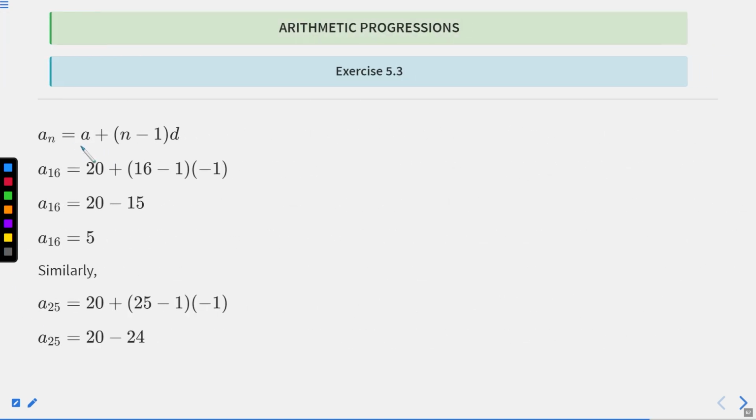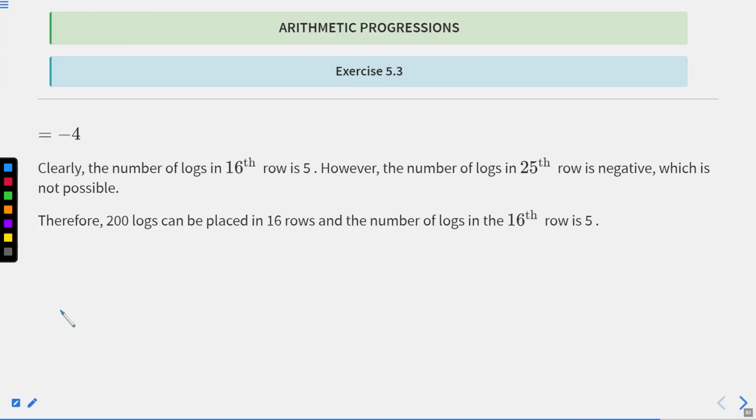So the nth term an is equal to a plus n minus 1 times d, and a16 is equal to 20 plus 16 minus 1 times minus 1. It implies a16 is equal to 20 minus 15, that is a16 is equal to 5. Similarly, a25 is equal to 20 plus 25 minus 1 times minus 1, and it implies a25 is equal to 20 minus 24. Okay, so a25 is equal to minus 4.